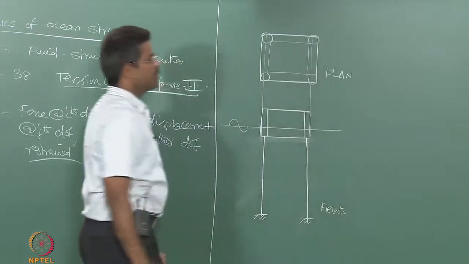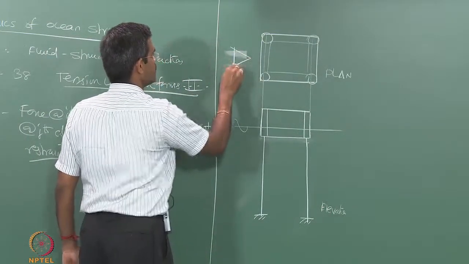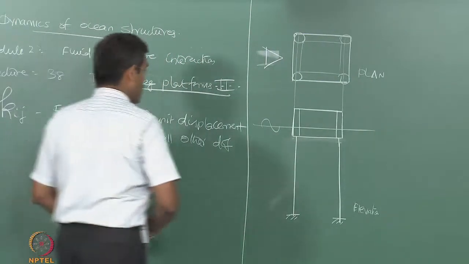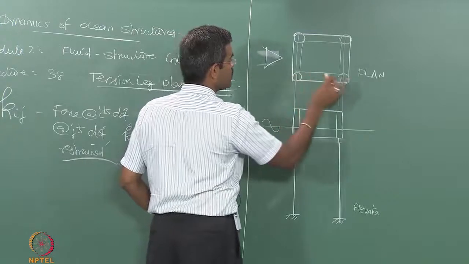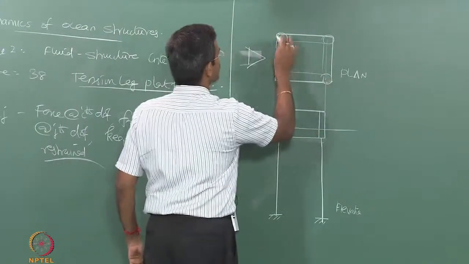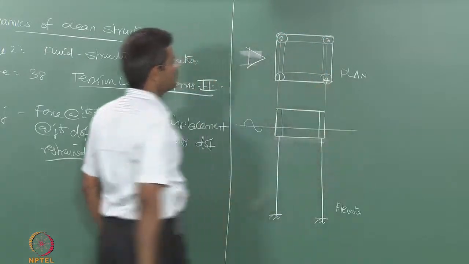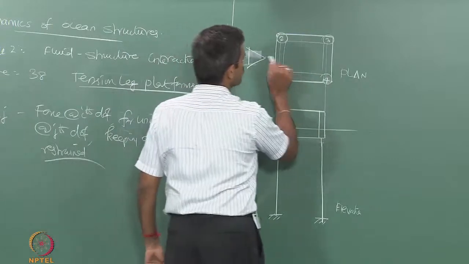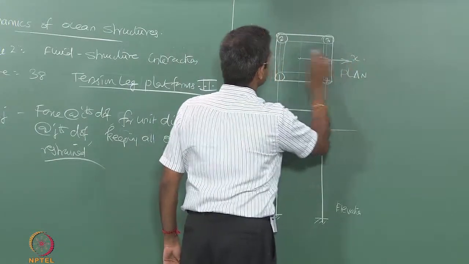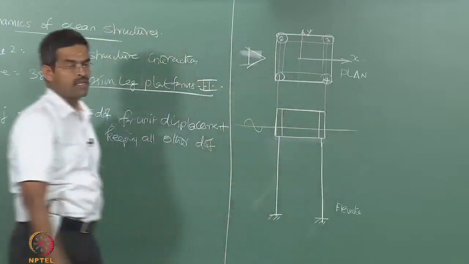Let us assume that the TLP is subjected to a unidirectional wave in this axis. This is the wave propagating direction. I call this column member 1, this column member 2 clockwise, this as 3 and this as 4, and assume a symmetric geometry. Let us say this becomes my x axis, this becomes my y axis in plan, and of course this becomes my z axis in elevation.